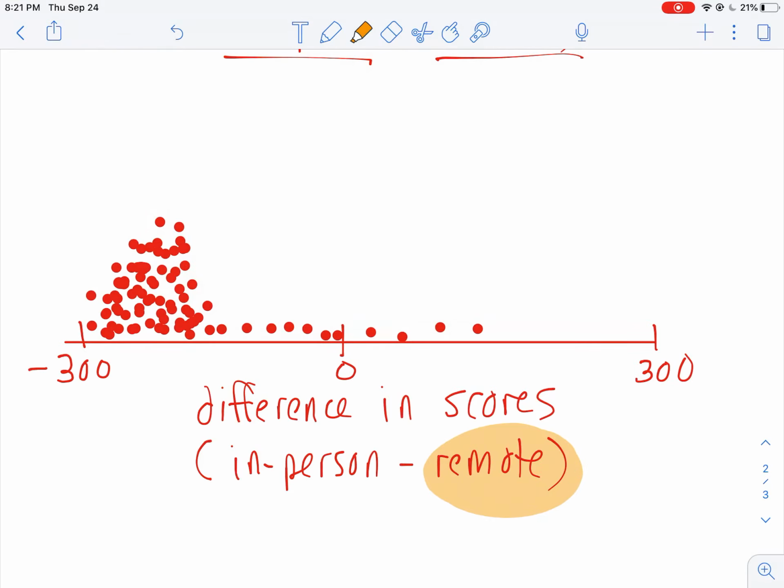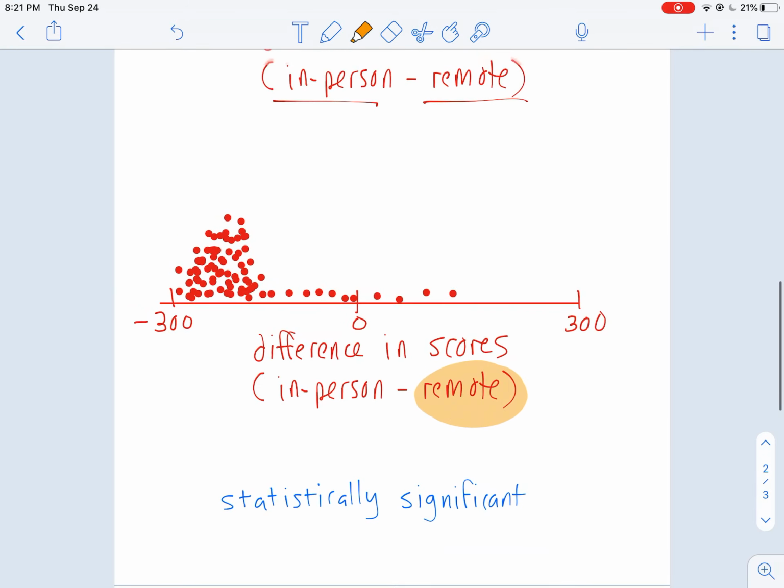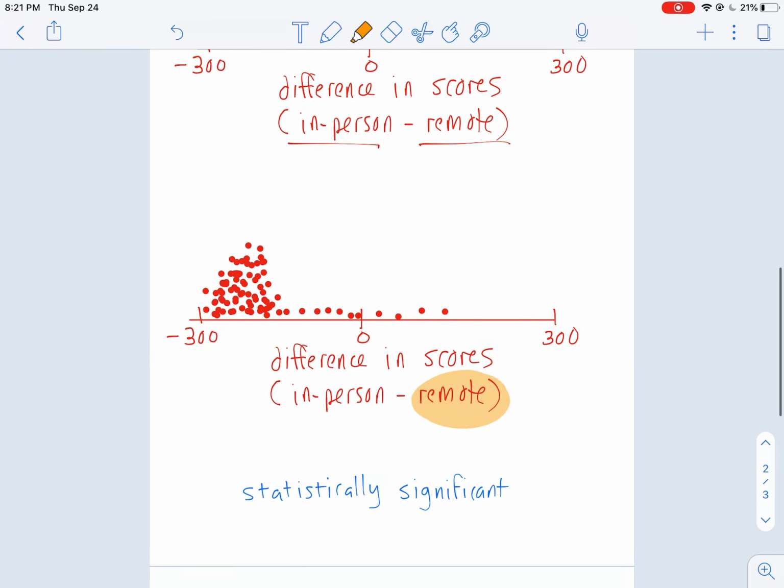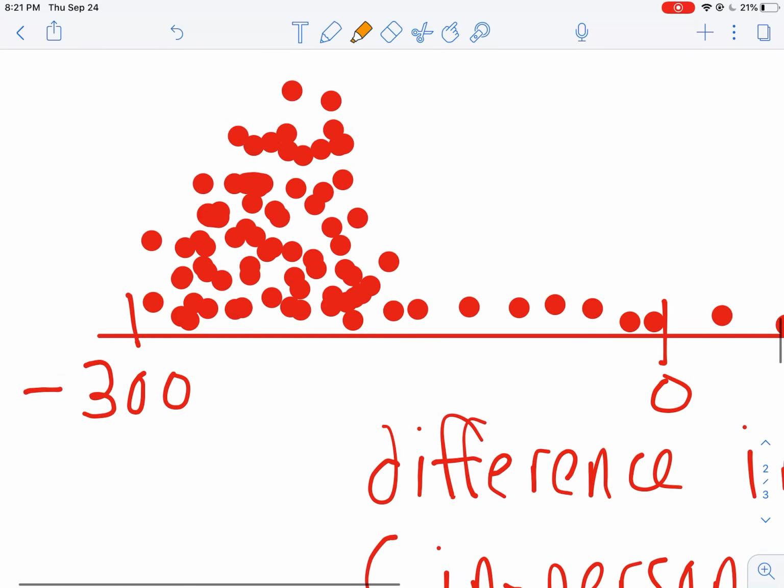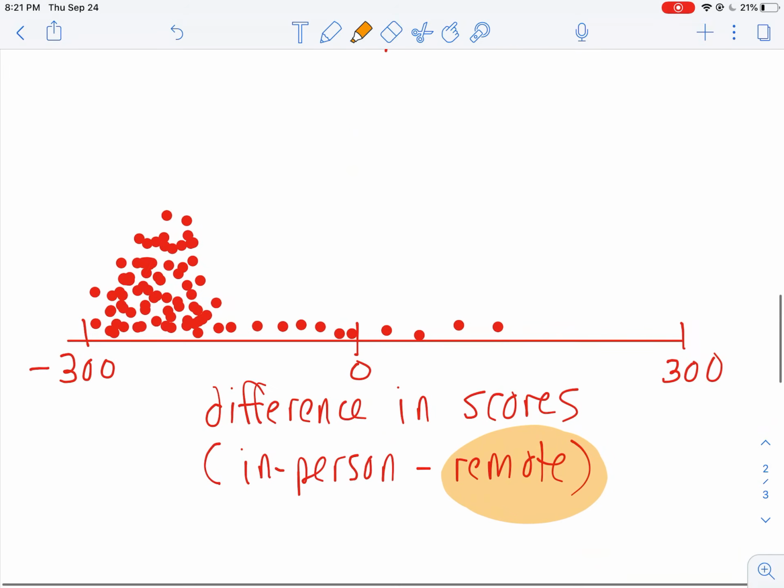There you go. I noticed that the remote scores were higher, right? Because if I'm taking a lesser value and subtracting a higher value, I'm going to get negative values. So I'd see a statistically significant difference here, and I could come to a conclusion based on what I'm seeing that maybe remote models are more effective when getting ready for the SATs than in person. Again, I'm just making this up. I'm just using this for the sake of having data to look at. But I think you guys are getting the idea here.